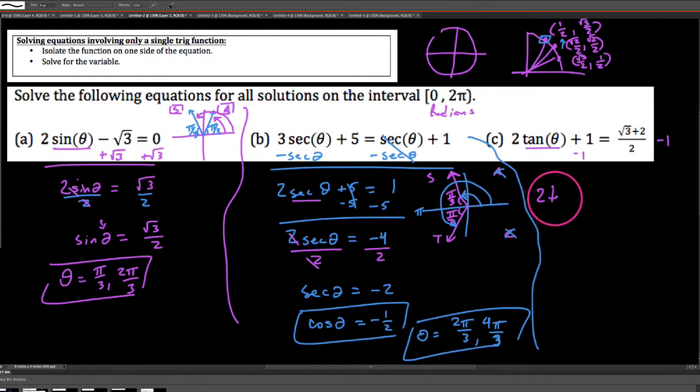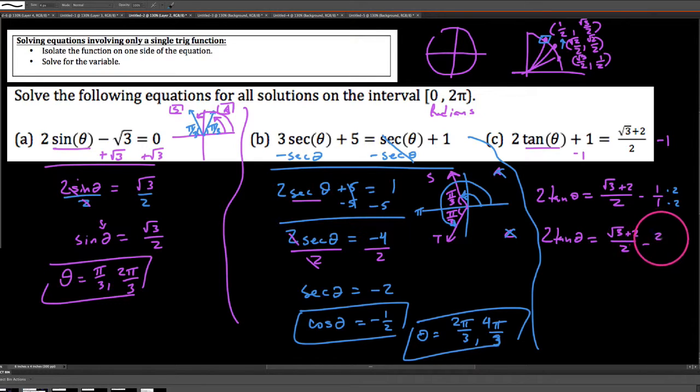So we would get 2 times our tangent of our angle. This would have to be equal to root 3 plus 2 all over 2 minus 1. I'm going to write 1 over 1 because really what we want to do here is get a common denominator. And so rewriting this whole thing, we have 2 times the tangent of theta is equal to root 3 plus 2 all over 2 minus 2 over 2.